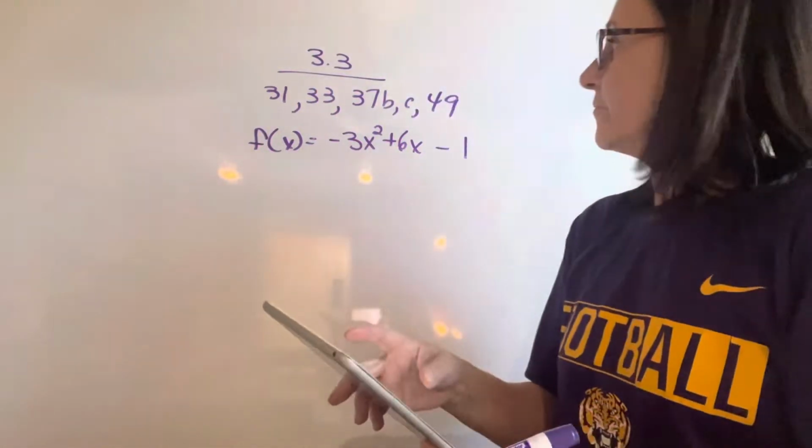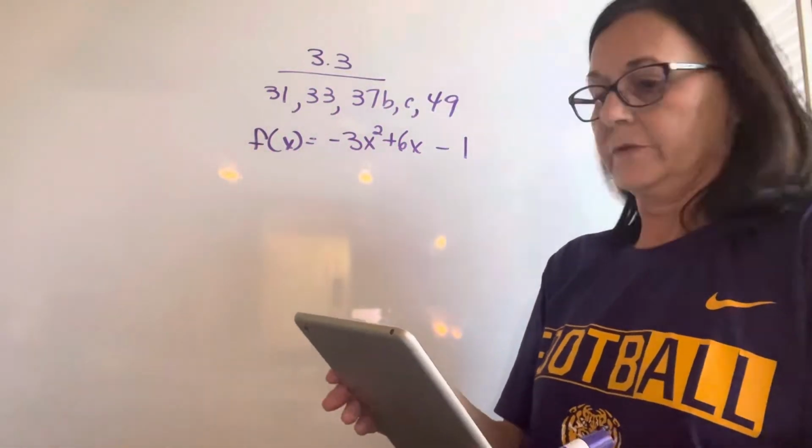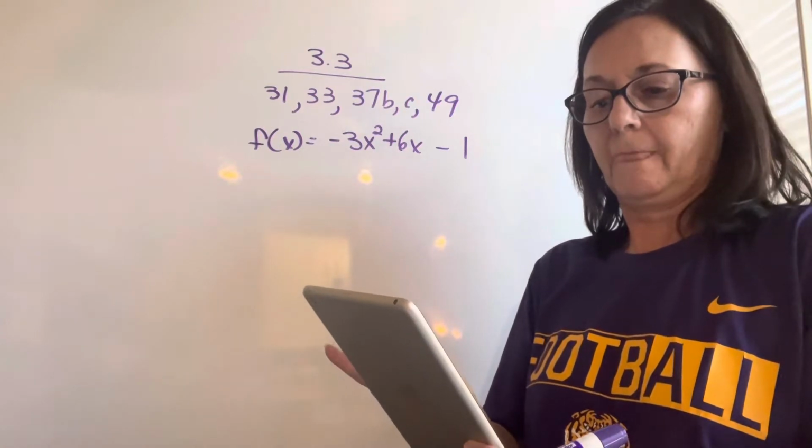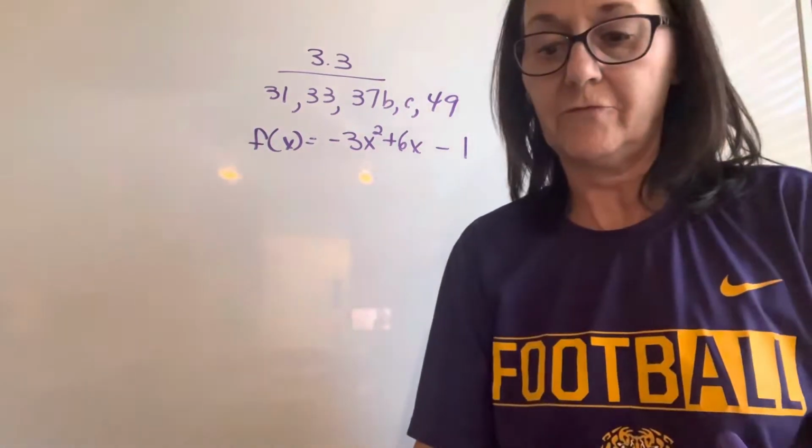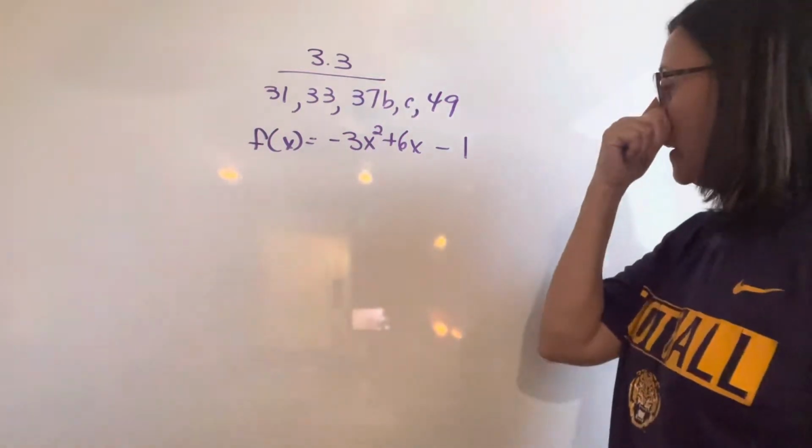Right, this is homework help for 3.3, starting with number 31. I've written the problem on the board. It wants to go to transformational form. We do that by completing the square.